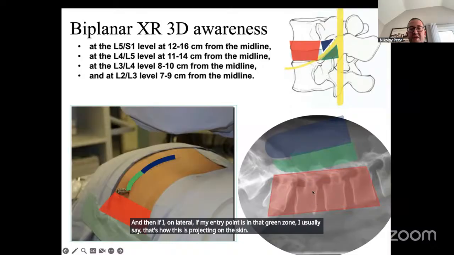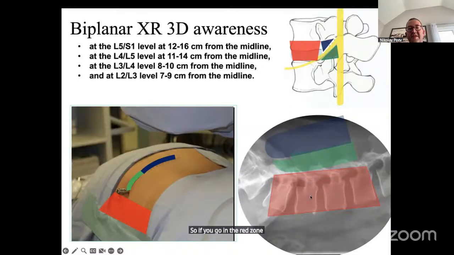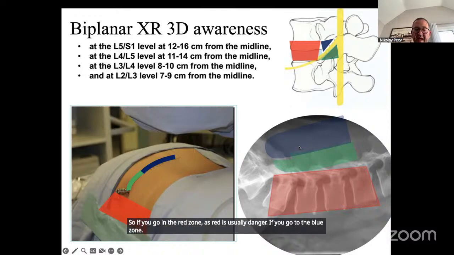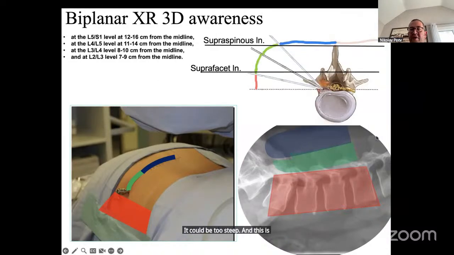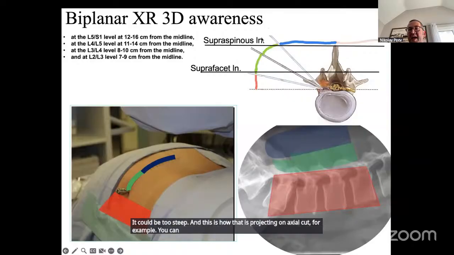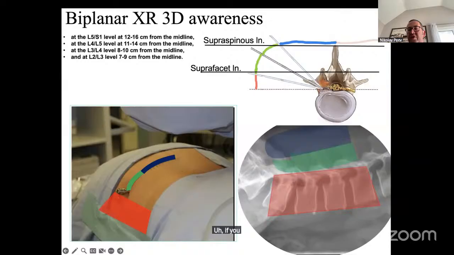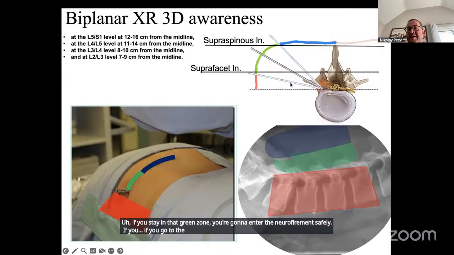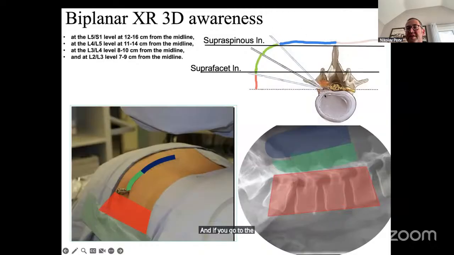If you go in the red zone, that red is usually danger. If you go to the blue zone, it could be too steep. And this is how that is projecting on axial cut, for example. You can see that if you stay in that green zone, you're going to enter the neuroforamen safely. If you go to the red zone, you're too low and you may be entering the abdomen and damaging structures. And if you go to the blue zone, you might be too steep.